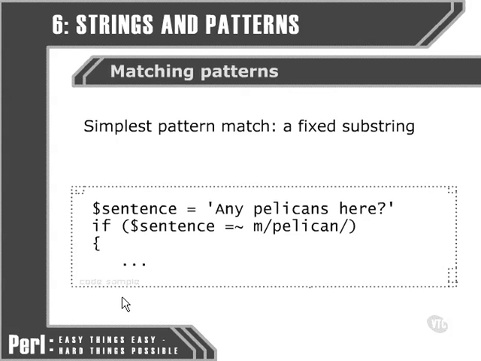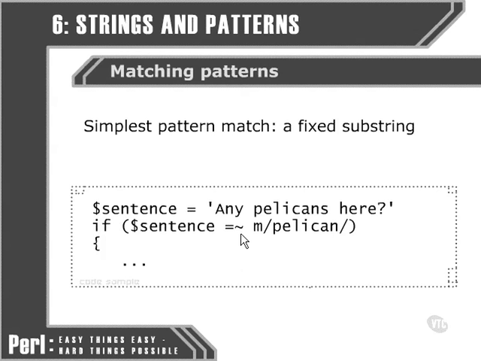This snippet of code here does some pretty simple things. The first line sets up a larger string in which we're going to search for the word pelican. Then in the second line, we do the pattern match. Now at first glance, it could look like we're seeing if the sentence variable and the word pelican are equal. But in fact, this operator here is not the equality operator. It's the pattern matching operator.